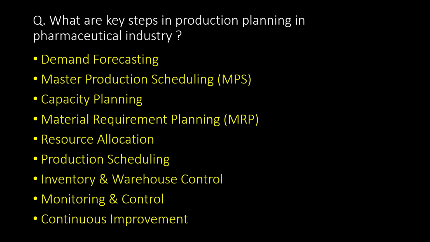What are key steps in production planning in pharmaceutical industry? Demand forecasting, master production scheduling that is MPS, capacity planning, material requirements planning, resource allocation, production scheduling, inventory and warehouse control, monitoring and control, and continuous improvement are the key steps in production planning in pharmaceutical industry.